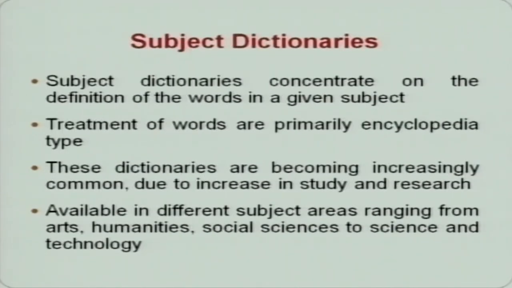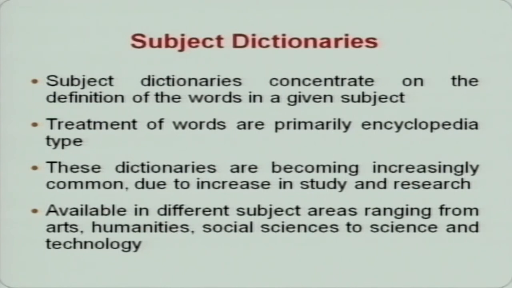Now, the second type of dictionary is subject dictionaries. Subject dictionaries concentrate on the definition of words in a given subject. If the subject is any science subject, maybe a chemistry dictionary will give you all terms associated with chemistry. Treatment of words is primarily encyclopedia type. That means you will find a very small write-up attached to each of these words.